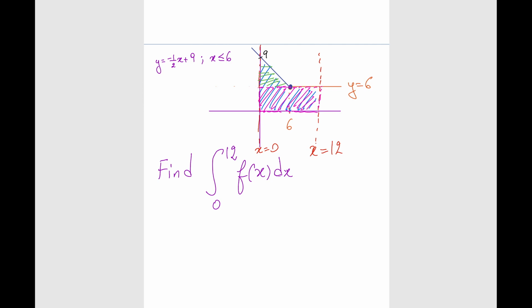All right, let's talk about the pink region. This is a rectangle. How do you find the area of a rectangle? It's width times length, right? How much is this distance over here? This is 12, because it's between 0 and 12, no doubt. And how much is this guy? It's 6. So it becomes 12 times 6, which is 72. So this area is 72.